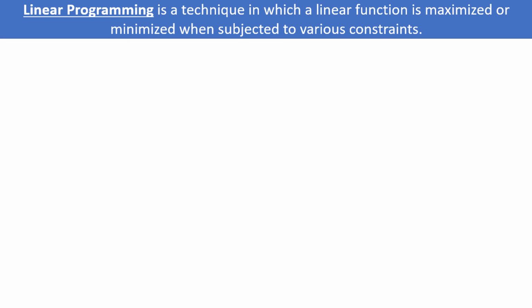Welcome, my friends. Linear programming is a technique in which a linear function is maximized or minimized when subjected to various constraints. For example, a company might want to maximize profit, but it might be constrained by the number of employees they have, as well as supplies or inventory on hand.